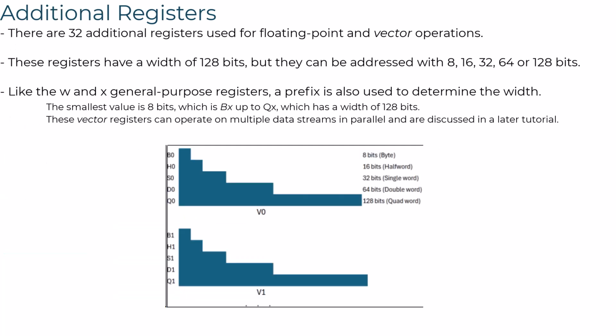There are more registers used for floating point, and these are 128 bits wide. But like the previous registers, we can divide them up into smaller quantities. So the Q registers or the quad registers are the full 128 bits. The D registers or the double word registers are 64 bits. The single word registers are 32 bits. Half word are the H registers, and then the byte registers are B. So this is how it works. This is vector register 0, this is vector register 1, and these are the different ones. And towards the end of the series of videos, we're going to talk about the vector functions as well.